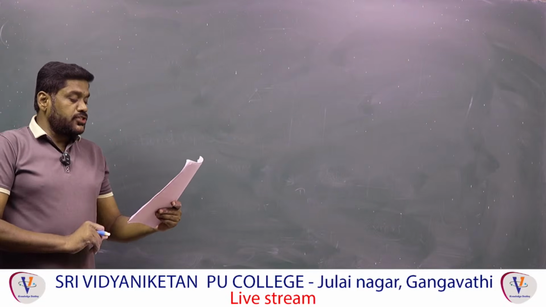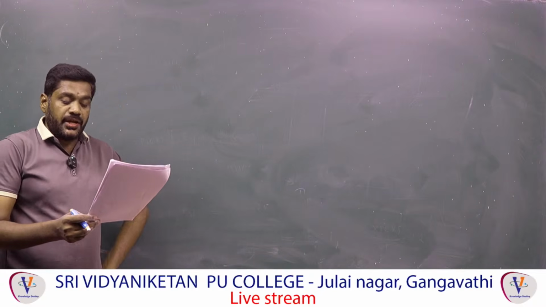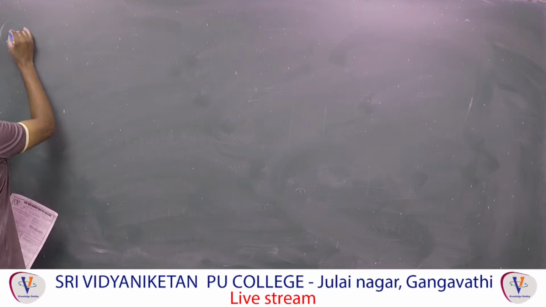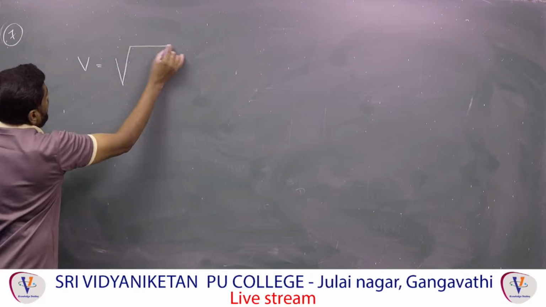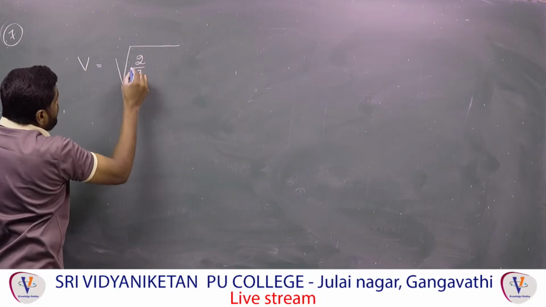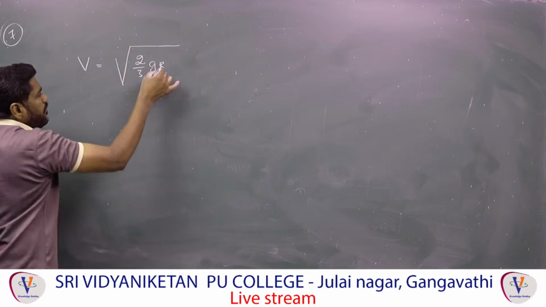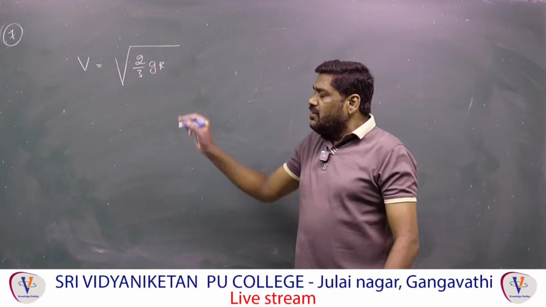Next one is question number 7. A body is projected from the surface of the earth vertically upward with a speed of, so they have given the speed V, V is equal to square root of 2 by 3 into G into R, or if they have given Re, let us suppose take R only. Therefore, that is the velocity.